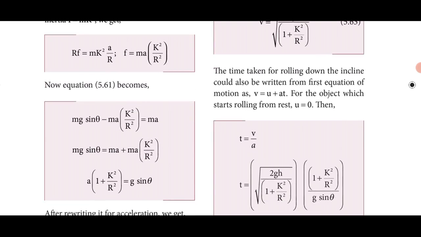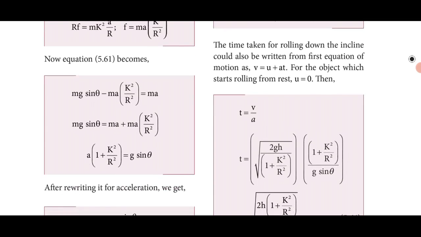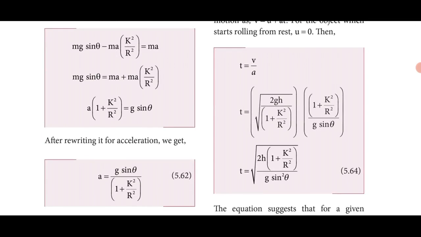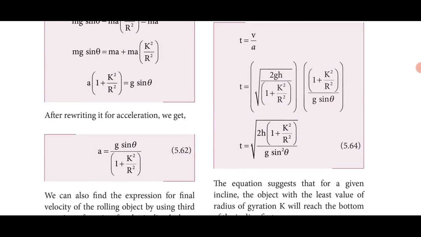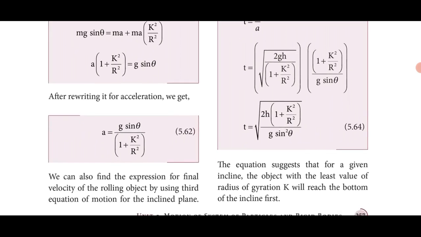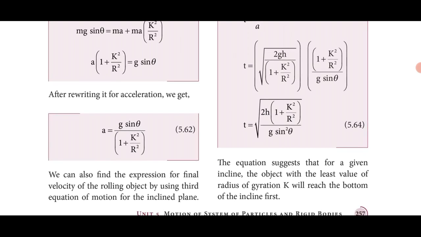The time taken for rolling down the incline could be written from the first equation of motion, that is v is equal to u plus at. For the object which starts rolling from rest, u is equal to 0. So t is equal to v by a. Substituting the v value and the a value that we already found and solving, we get the final equation: t is equal to root of 2h into 1 plus k square by r square by g sin square theta. That is the final value of it.